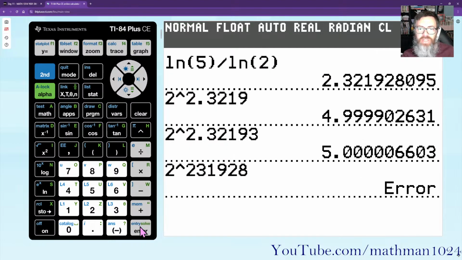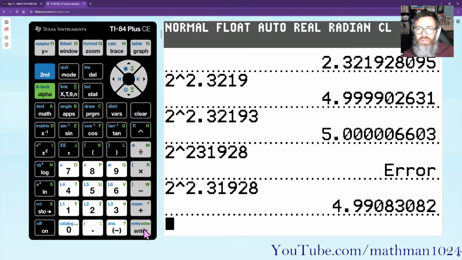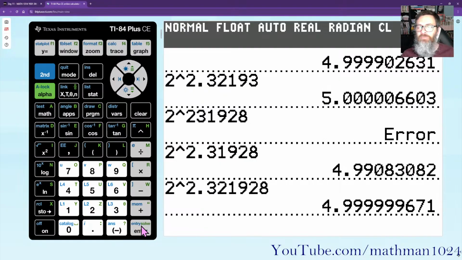I did not type a decimal. I sure didn't. Ooh. I gave a number that was way too big for the calculator to work. Oh my goodness gracious. I'm not typing the numbers correctly, am I? 2 raised to the 2.321928. All right, so that's getting even closer and closer to the actual value that we're looking for.